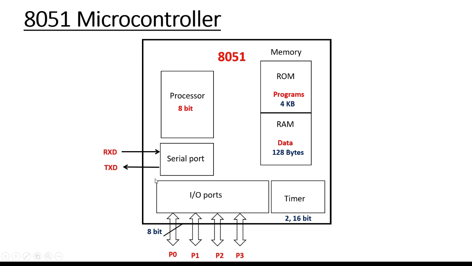So what is the use of serial communication? Parallel communication is faster than serial communication. Serial communication is used for longer distance communication. Even though the IO ports, which offer parallel communication, are faster than serial communication, the serial port is used for longer distance communication.